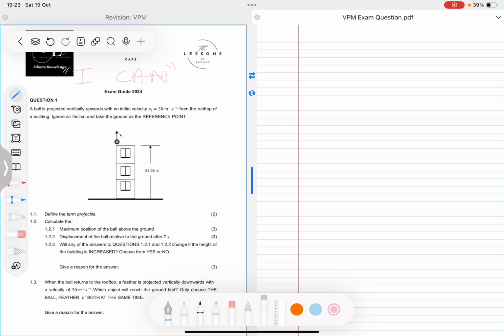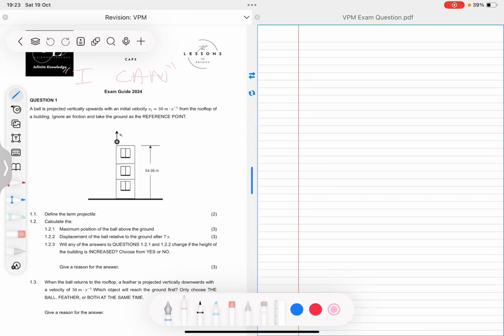I'll start by interpreting this problem. To be able to interpret the problem, the first thing that we do is to read the problem statement so that we can interpret the problem. So the problem reads as follows. A ball is projected vertically upwards with an initial velocity of Vi equals 30 meters per second from the top of a building. Ignore air friction and take the ground as the reference point.